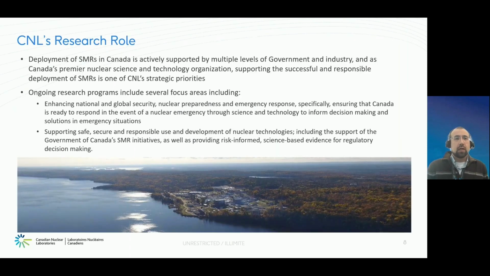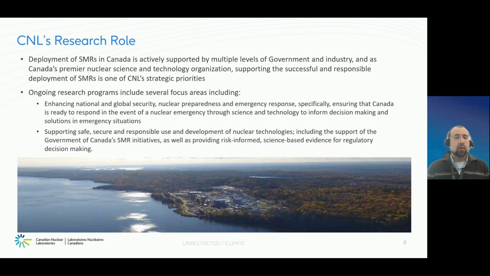CNL's research role really is the deployment of SMRs in Canada, supporting the multiple levels of government and industry as Canada's premier national nuclear laboratory. We have the facilities and expertise to support this emerging market and support SMRs technically as they look to solve any challenges towards deploying these technologies around the country.